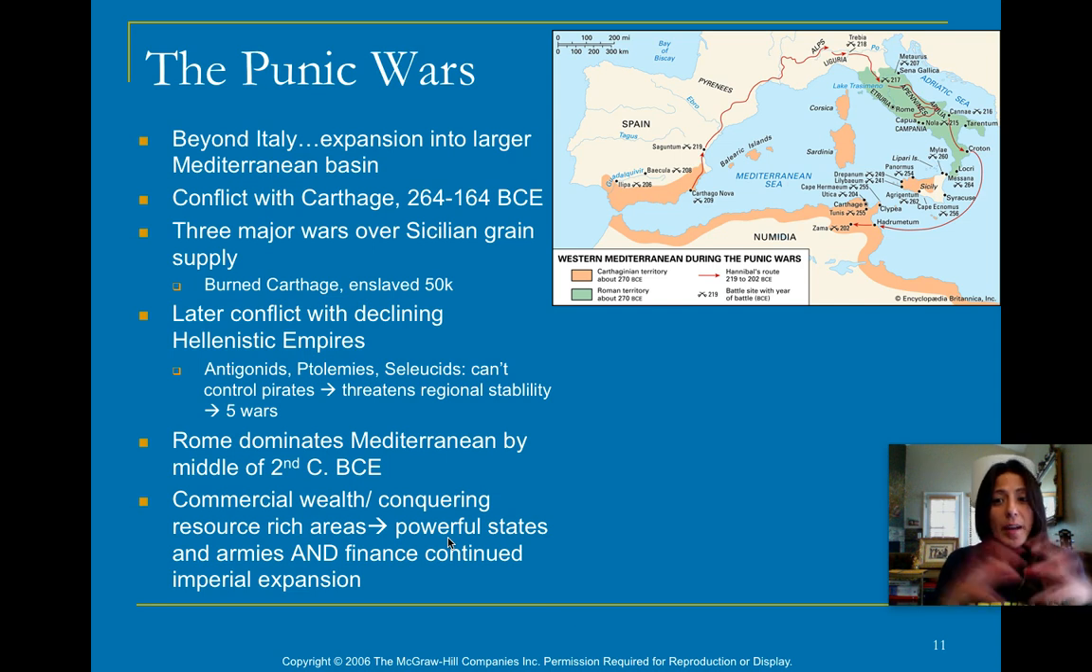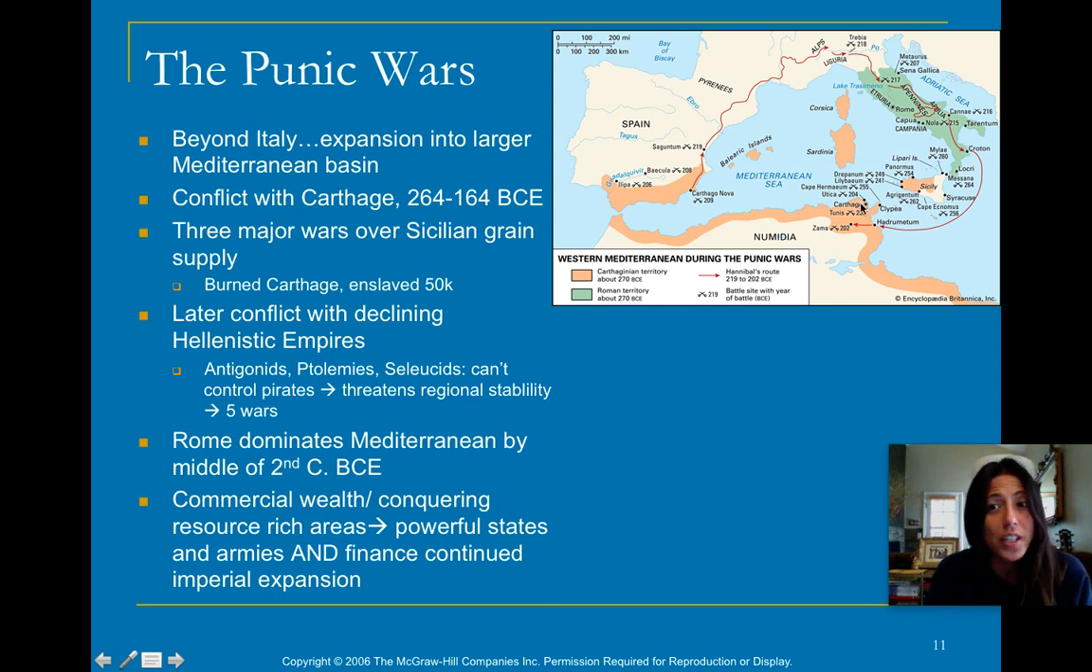Now, as they expand their power, they flex their power outside of Italy. So if we look on the map, here's Italy. This area in orange is at the time controlled by a power called Carthage, which is here. This little city controls it. Now, Sicily, this little ball that this boot is kicking, is a very grain-rich area, and the Romans want it.